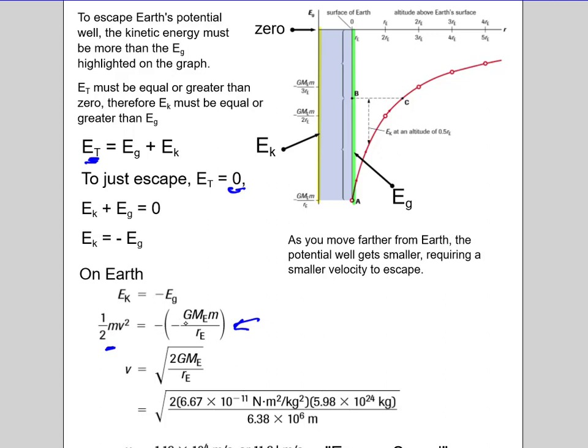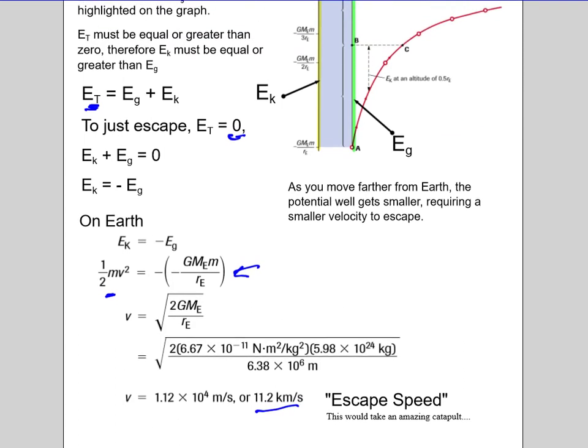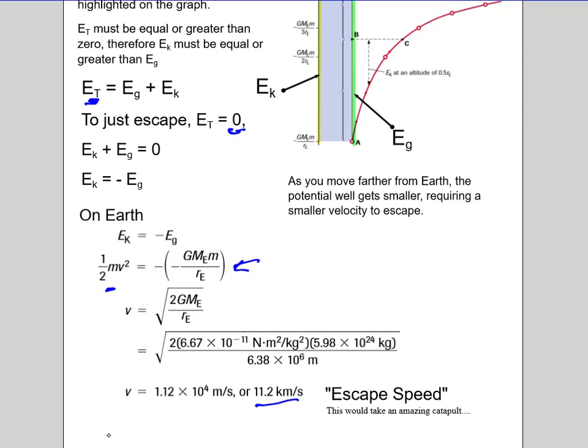And the double negative here is important to see because it cancels out, especially when we go to do the square root sign. That's important. And you can actually come up with a value. I think that should show up on your page. Here, I'll raise it up a little bit. About 11.2 kilometers per second.